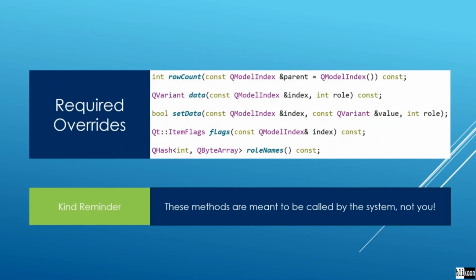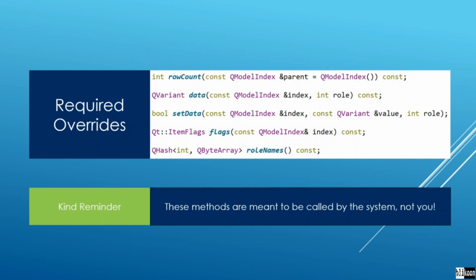Now let's zoom in on the required overrides. You can see that we have rowCount, data, setData, flags, and roleNames. These are the basic ones you have to implement for your model to work correctly. If you need more features, you can read more on the model that you are trying to work for, and you're going to find the methods that probably do what you want to do. A kind reminder is that these methods are meant to be used by the system. You're not going to be really calling these methods on your own.